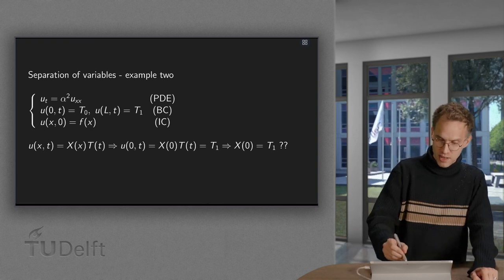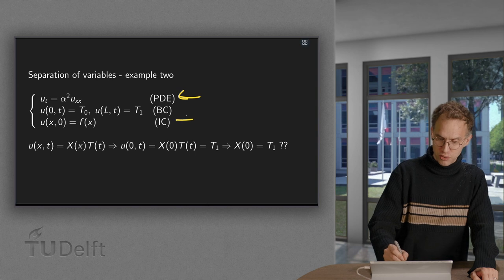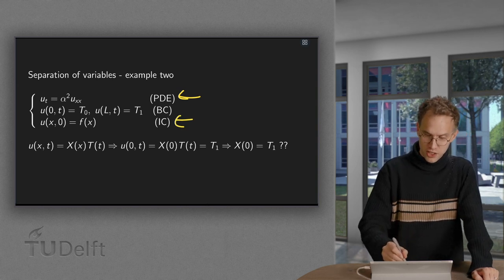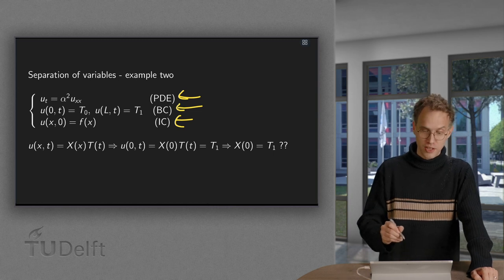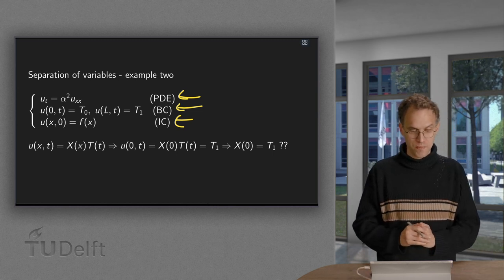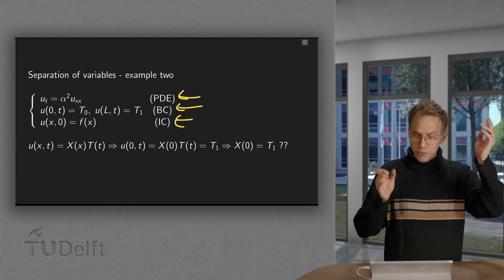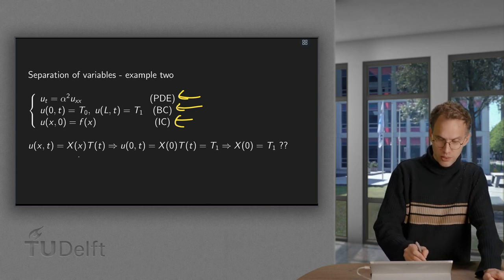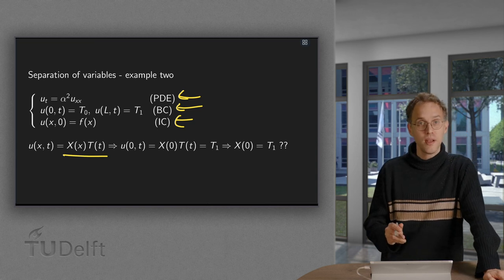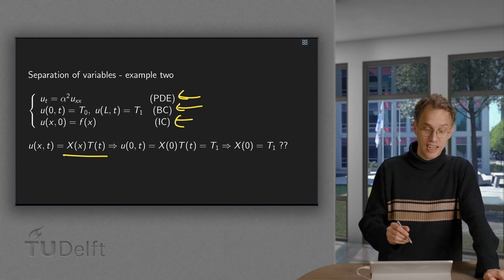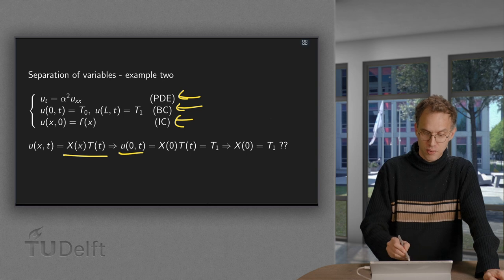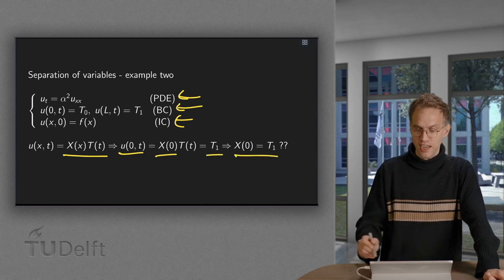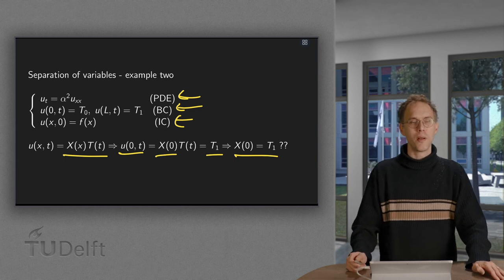So what do we have? Same PDE, some initial condition, we will specify that one later on. But now we set T0 at x equals 0 and T1 at x equals L. So can we just do what we always did? Use u of x and t equals X of x times T of t. Now what happens at x equals 0, u of 0 comma t, again X of 0 times T of t equals T0? So can we then set X of 0 equals T0?